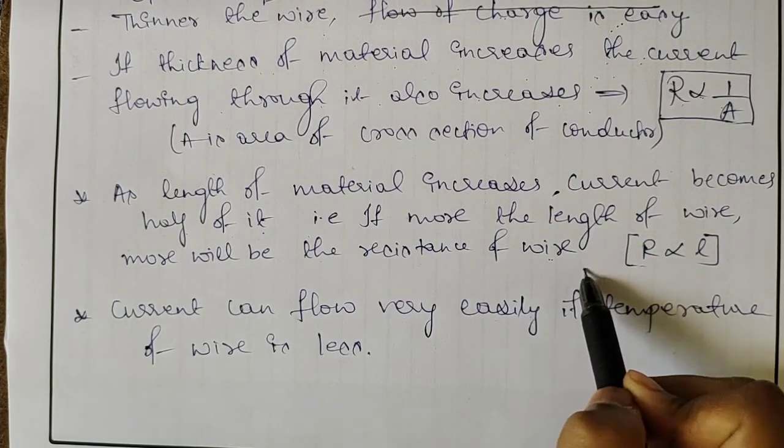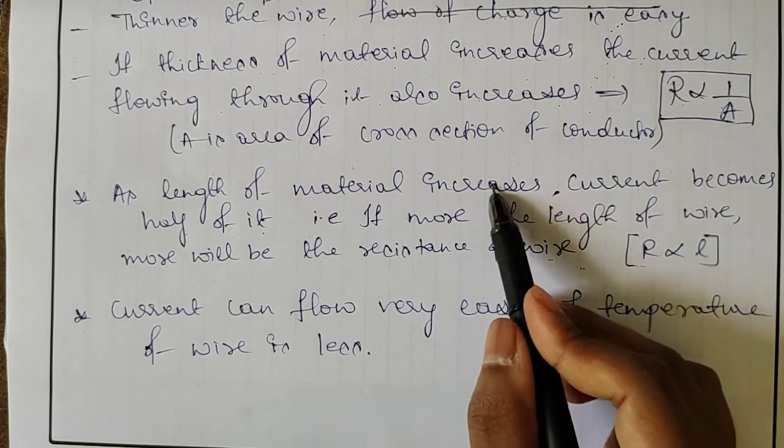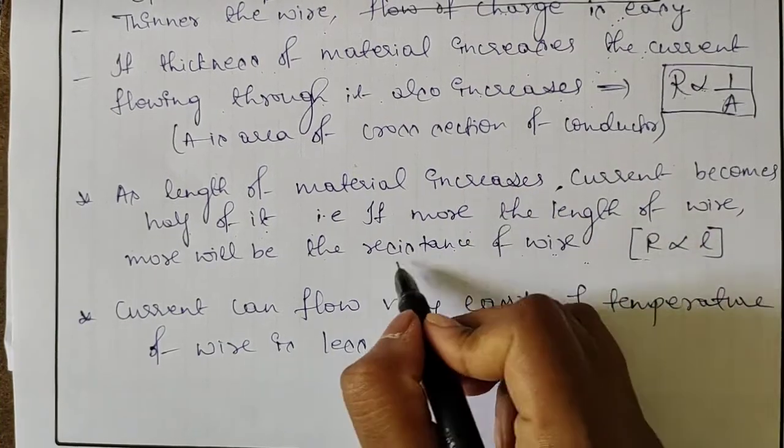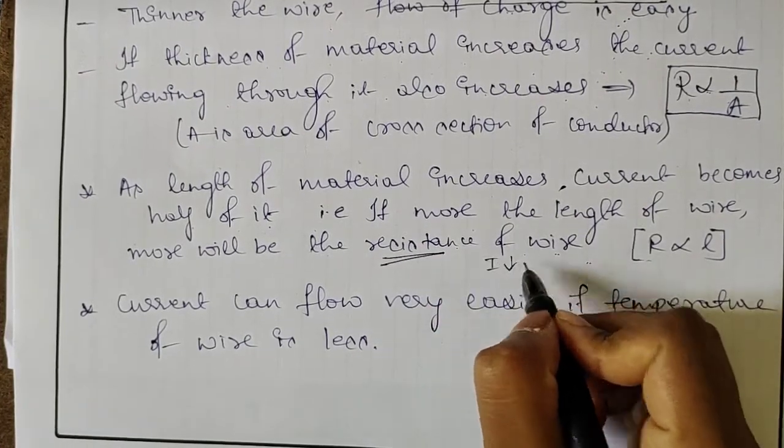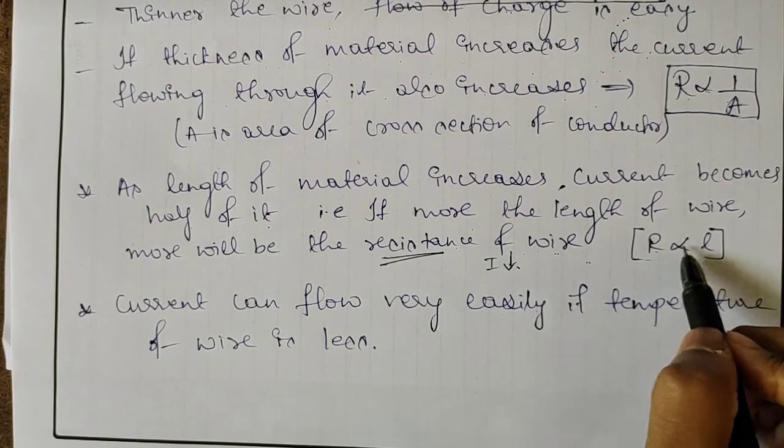Why? Current decreases only when the resistance is more, no? That means as length increases, resistance will also increase. As resistance increases, current will decrease. And this statement I can write as R is directly proportional to L.